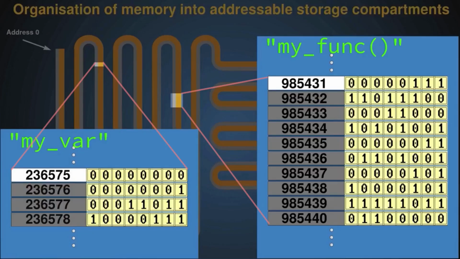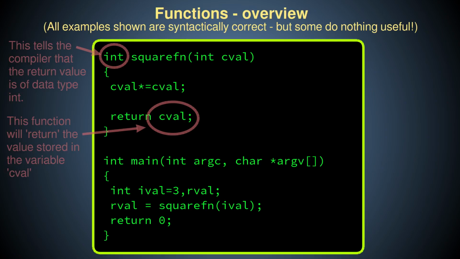I noted before that a function is just a block of memory you can access with a name, like a variable. But an important difference is that functions do stuff. Because functions may return a value, they are also associated with a data type, just like variables. The return value of a function is equivalent to the stored value of a variable.